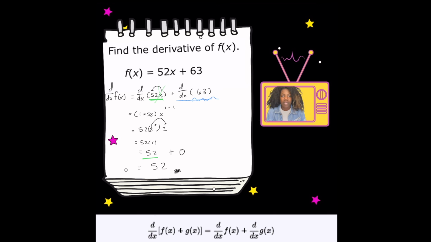So as you see here, our polynomial may look long, may look kind of scary, but when you're finding the derivative, sometimes it just boils down to one little bitty number, all right? Remember your tips, remember your tricks, remember your formulas.